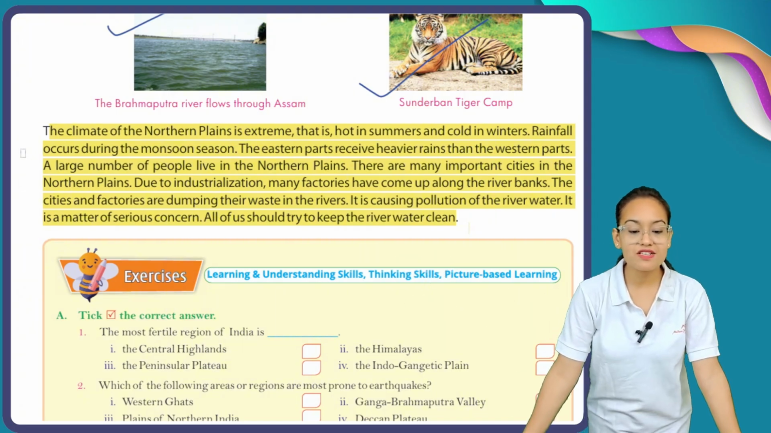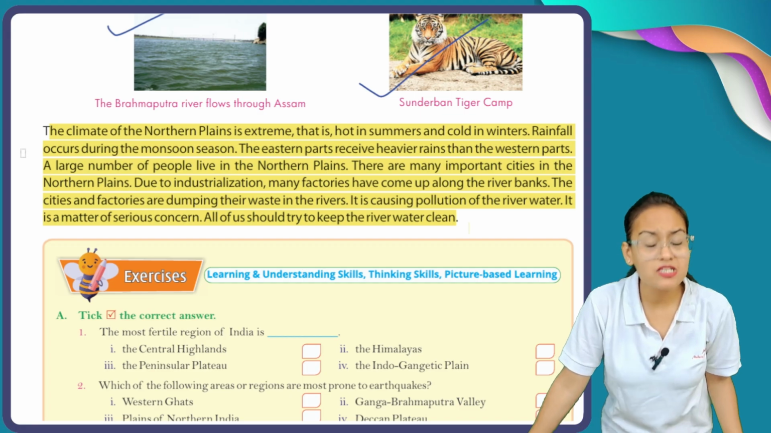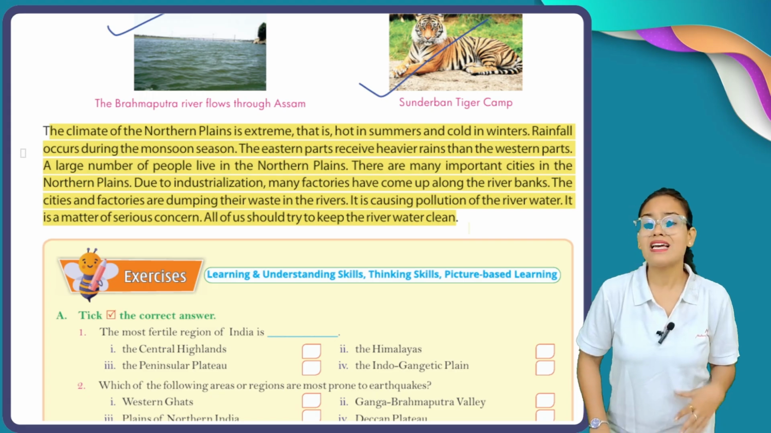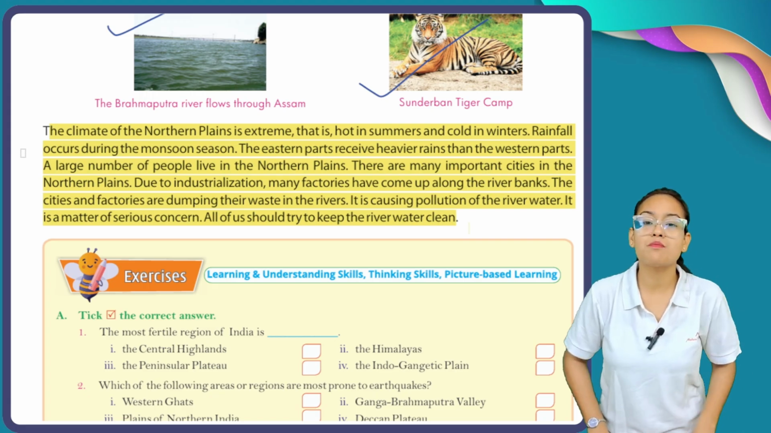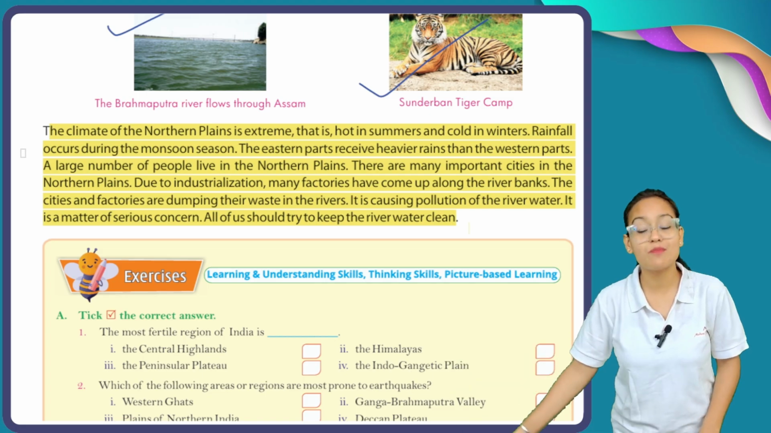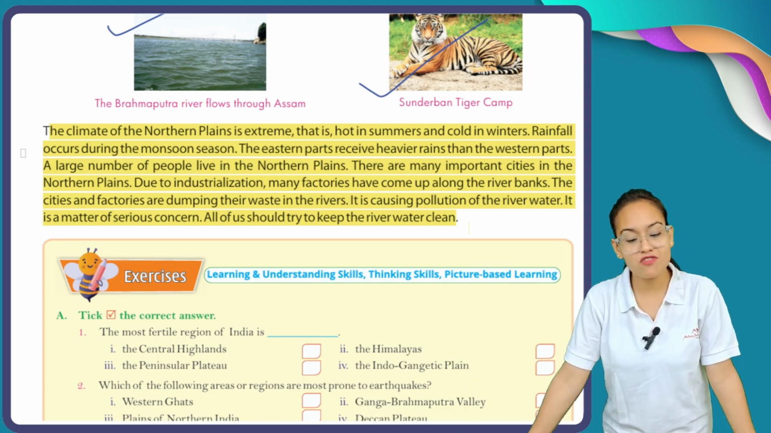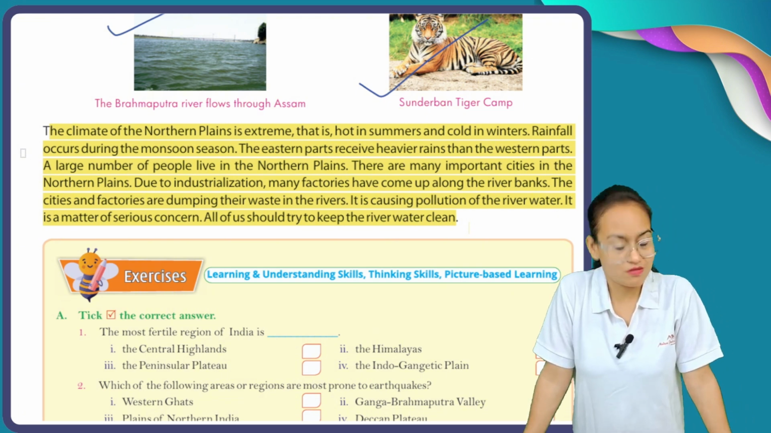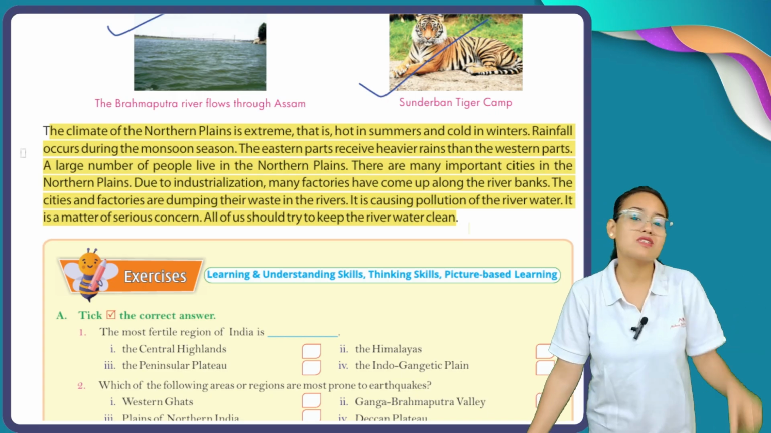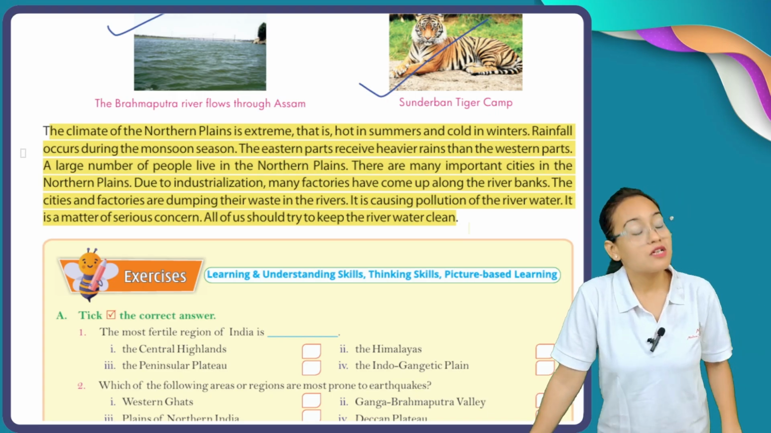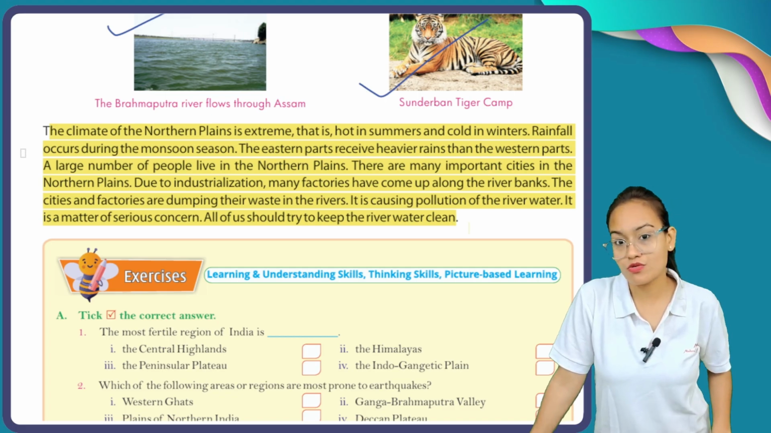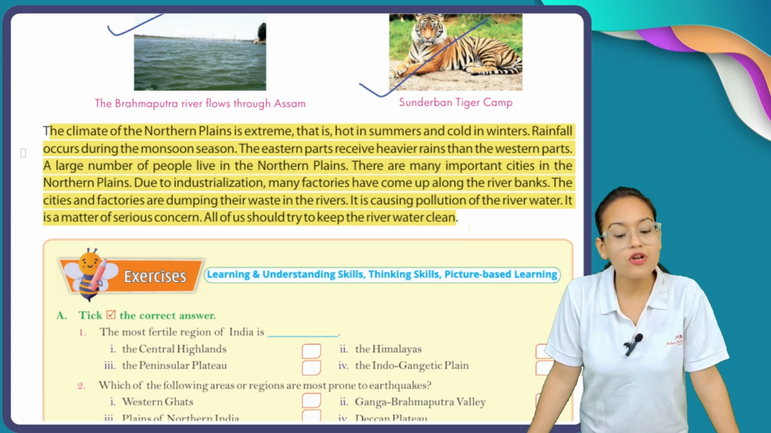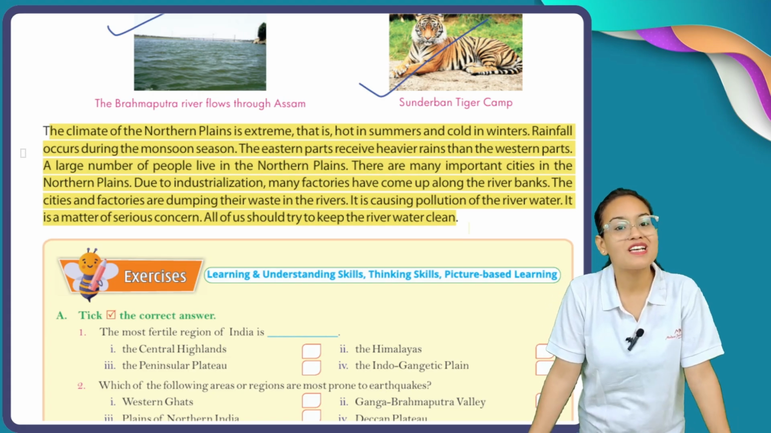The cities and factories are dumping their waste in the rivers. Due to the establishment of factories, they are continuously dumping their waste material in these river basins. It is causing pollution of the river water, which is a matter of serious concern. All of us should try to keep the river water clean. Water pollution is a serious matter of concern, and we always have to try to keep our rivers neat and clean.